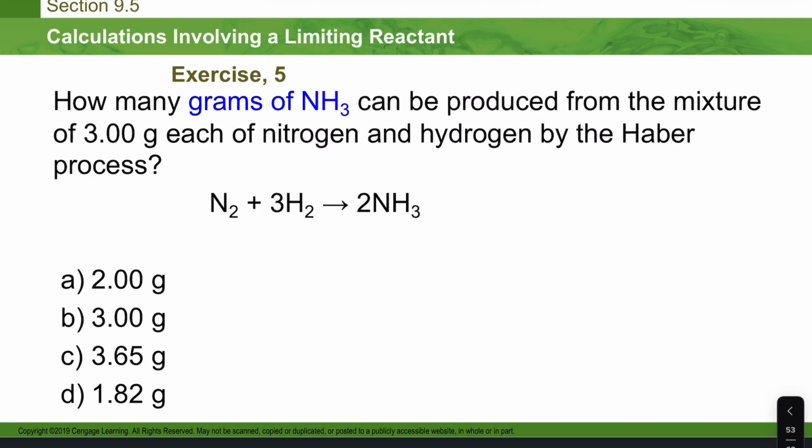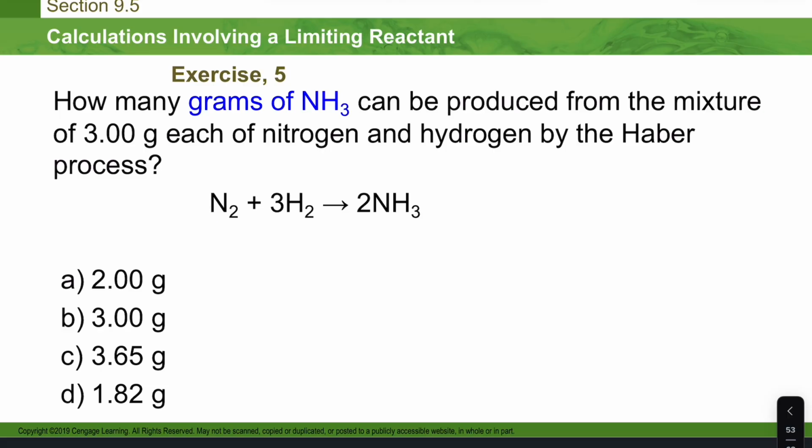Okay, try this one out, and then we will continue. Okay, so how many grams of NH3 can be produced from a mixture of 3 grams of each of nitrogen and hydrogen by the Haber cycle?